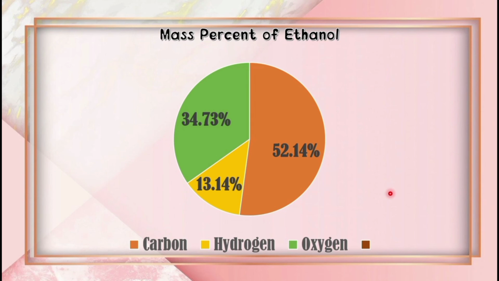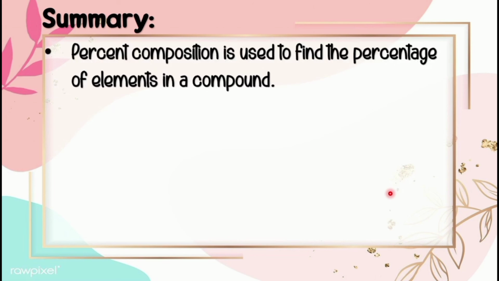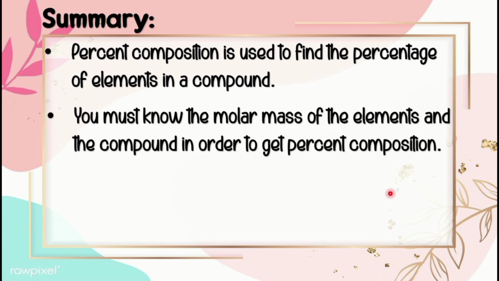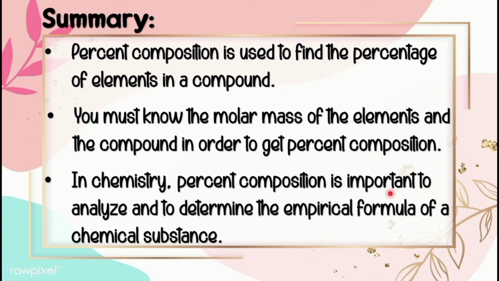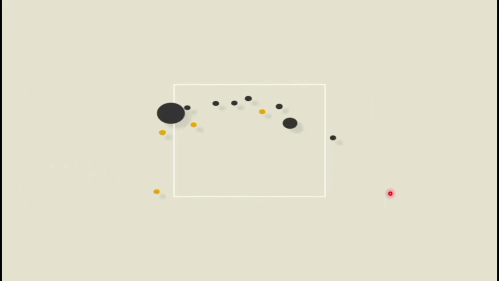Now, let us look at the mass percent of ethanol in a pie graph. To sum it up, percent composition is used to find the percentage of an element in a compound. You must know the molar mass of the element and the compound in order to get the percent composition. In chemistry, percent composition is important to analyze and to determine the empirical formula of a chemical substance. Thank you.